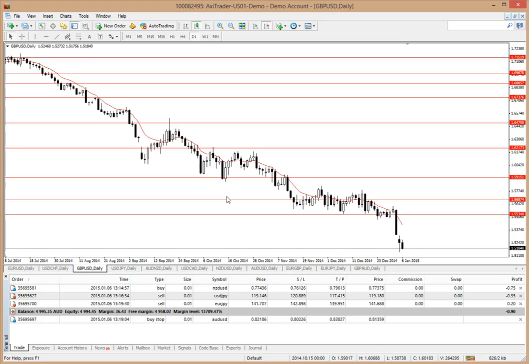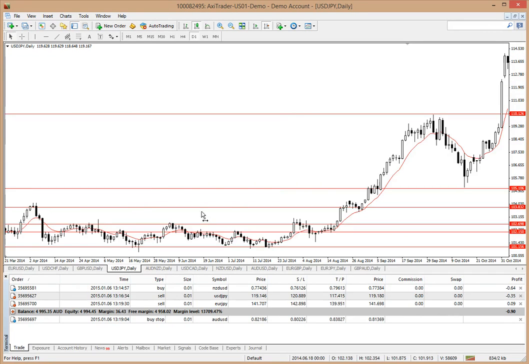Not much happening on the pound to the US dollar. It looks to be very much in the same lines as the Euro USD.